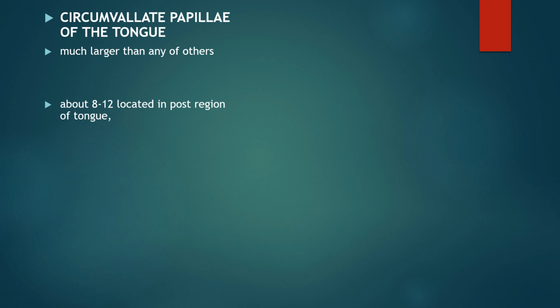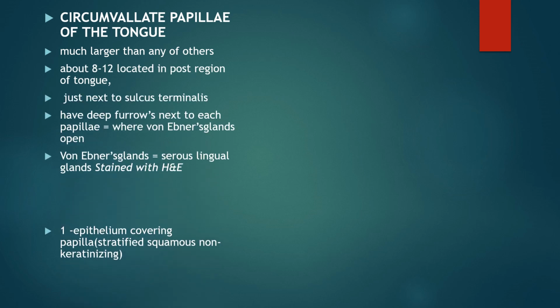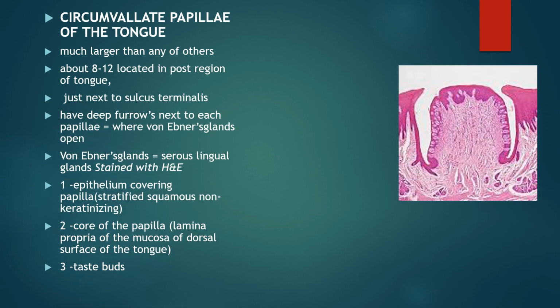Third type of papilla present on the surface of the tongue are the circumvallate papillae, which are the largest of all. These are present near the sulcus terminalis, about 8 to 12, located in the posterior region of the tongue, just next to the sulcus terminalis. They have a deep furrow next to each papilla. The furrows in between these papillae are also called the trenches of the papillae.